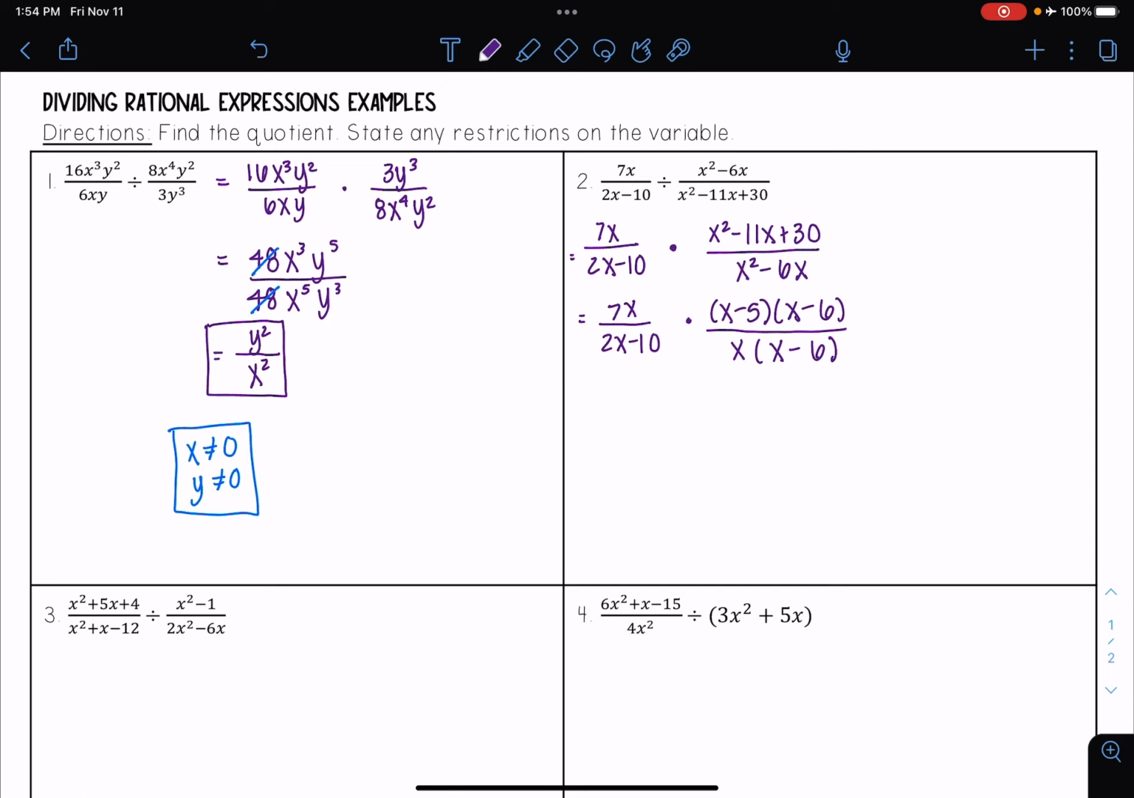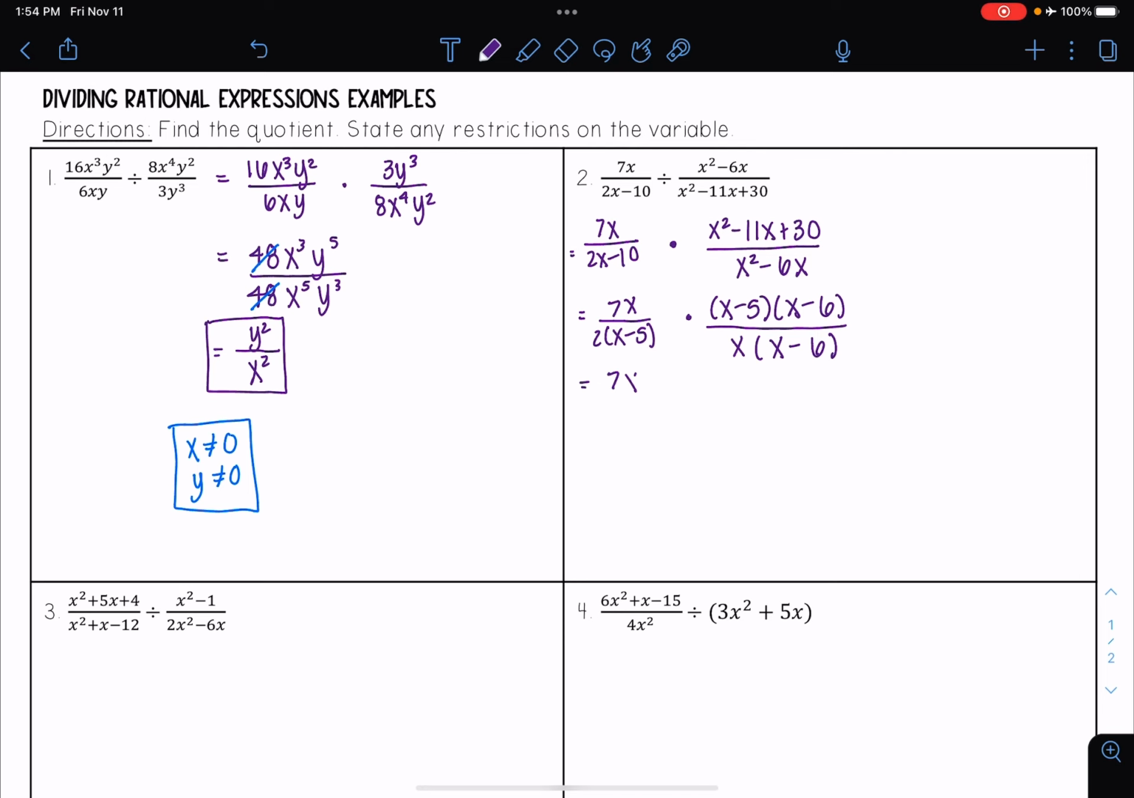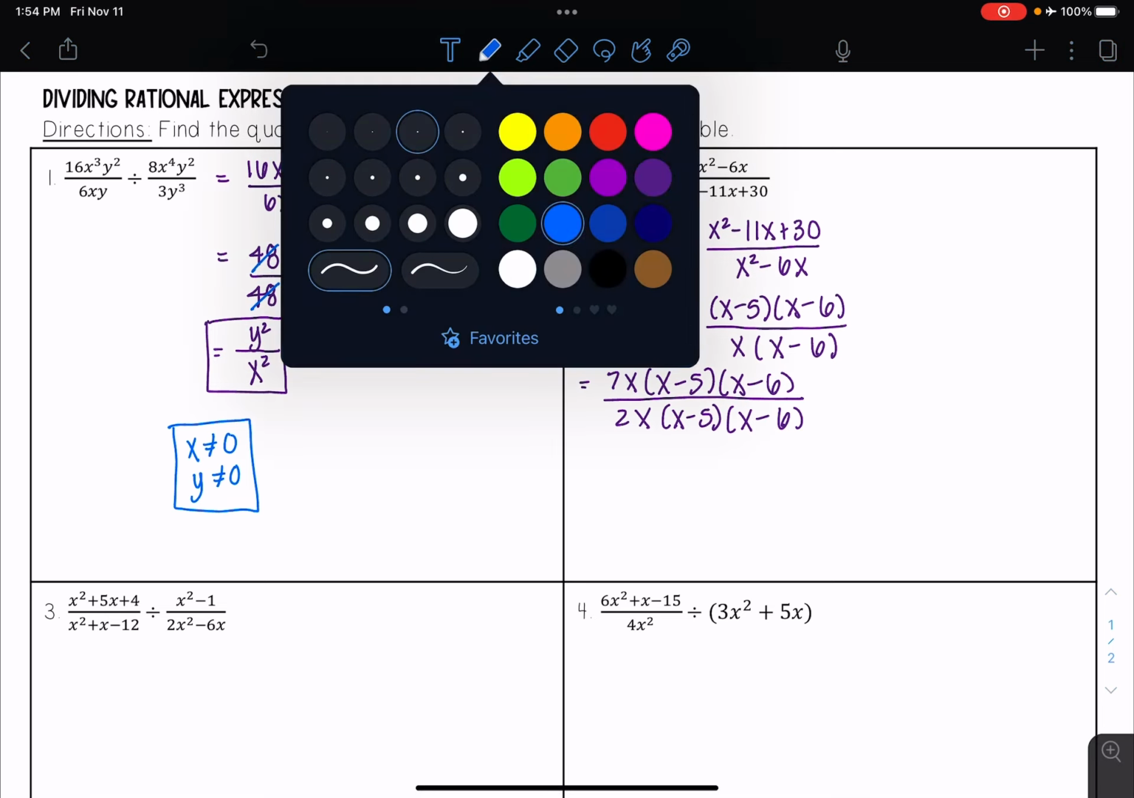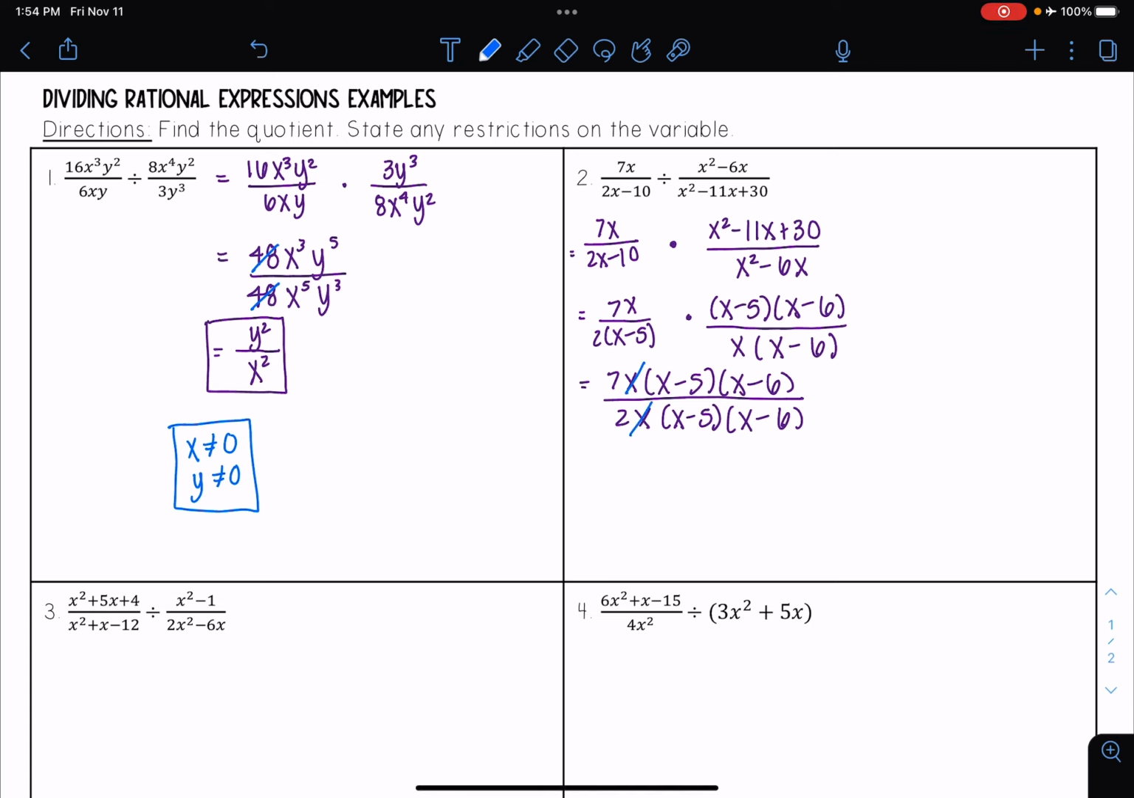Oh, but here I actually missed one that can be factored. This 2x minus 10 does have a GCF of 2. And so when I factor that out, I have 2 times x minus 5. And so multiplying across, I get 7x times x minus 5 times x minus 6, over 2x times x minus 5 times x minus 6. And so looking to see what cancels out, I see I have an x on top and bottom, and x minus 5 and x minus 6 cancel out. So I actually end up with just 7 halves.